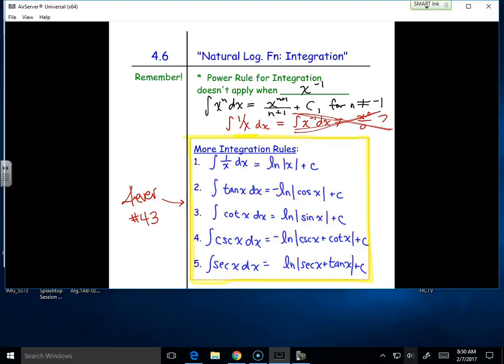So let's start with the basic one that we should already know. And then, we have some more. This is forever number 43. We're starting this today, ending it tomorrow, but here's what I want to show you.